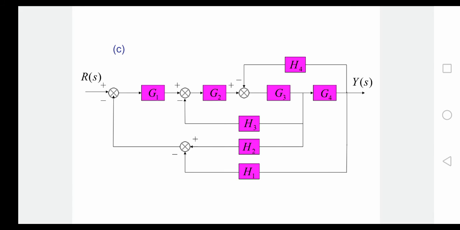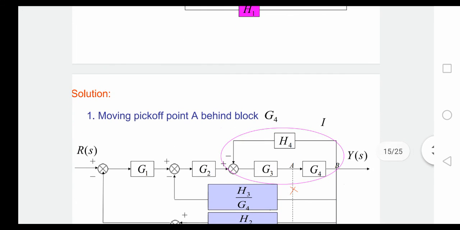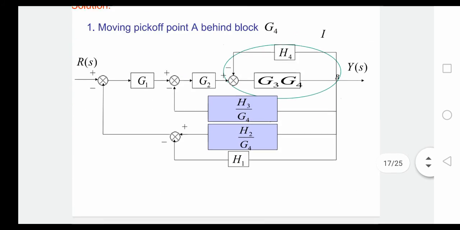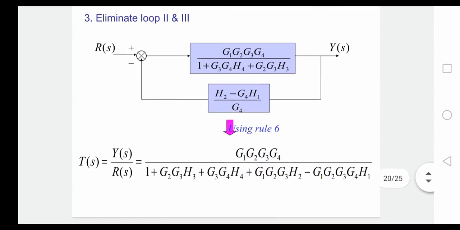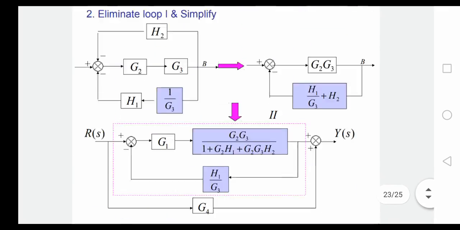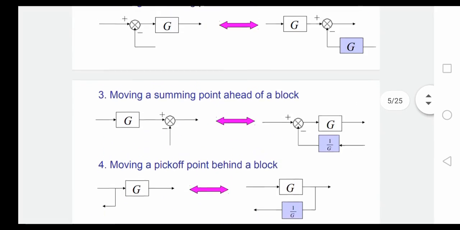Here what we need to do, again this takeoff point, you take before the takeoff point, you need to take after G4, so that you are getting like that. You can solve any number of problems, but the procedure and the rules will be these, right? I hope you concentrate more on the rules only.